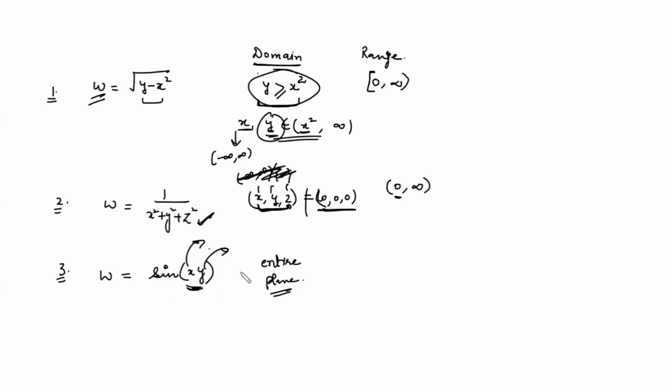And now what will be the range set? Minus 1 to 1, including both, sorry, minus 1 as well as 1, right? So these are the examples.